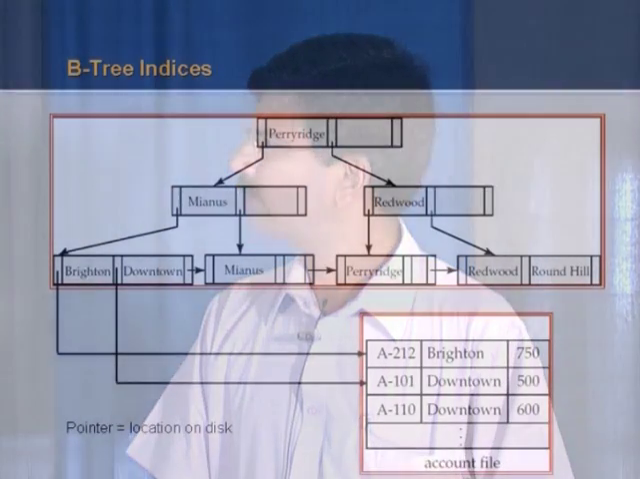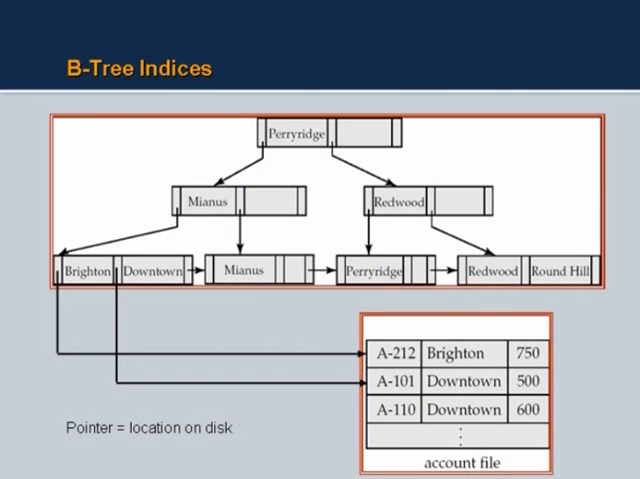It won't contain every possible word here. It will contain some subset of those words. In this case, there is Mayanus here and Redwood here. There are only two values, whereas down here there were how many? Six values. And here there is just one value at the next level up.